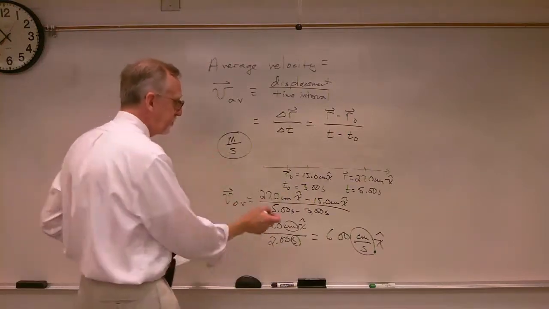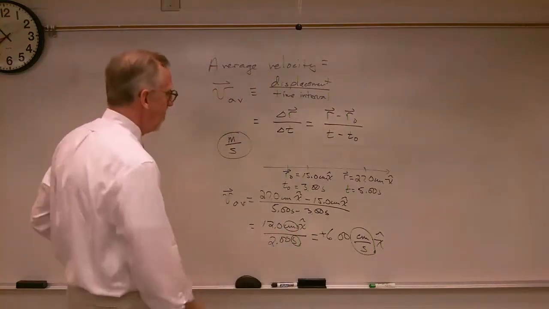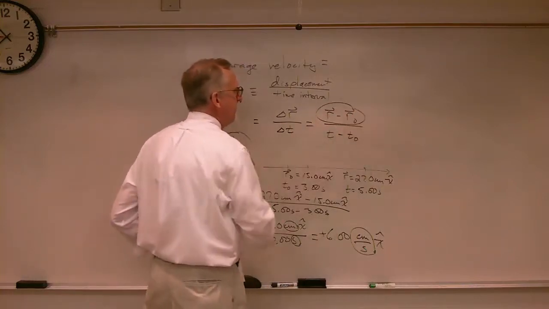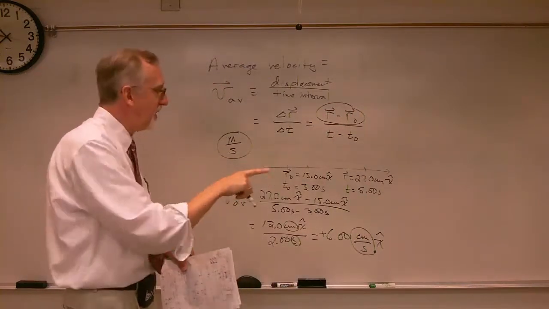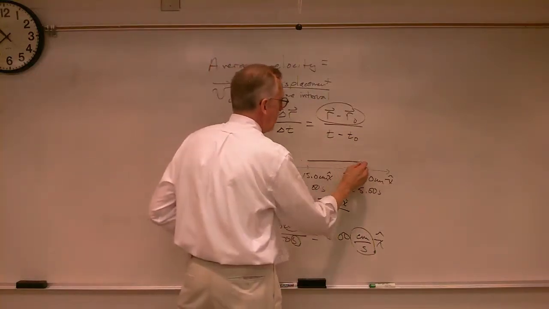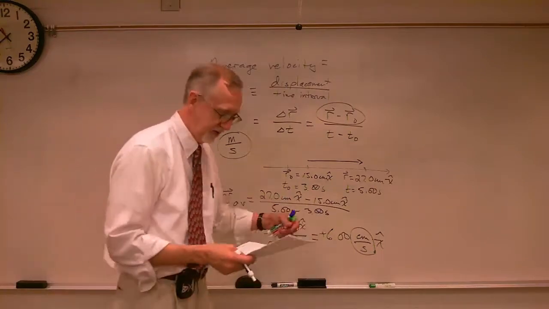Now, let's notice. First of all, this is a positive quantity. What is that telling us? Well, positive velocity basically comes from positive displacement. That means it's a positive velocity, means motion to the right. And this is just what we've seen here. What we've got is the net motion is to the right. So we have a positive velocity.